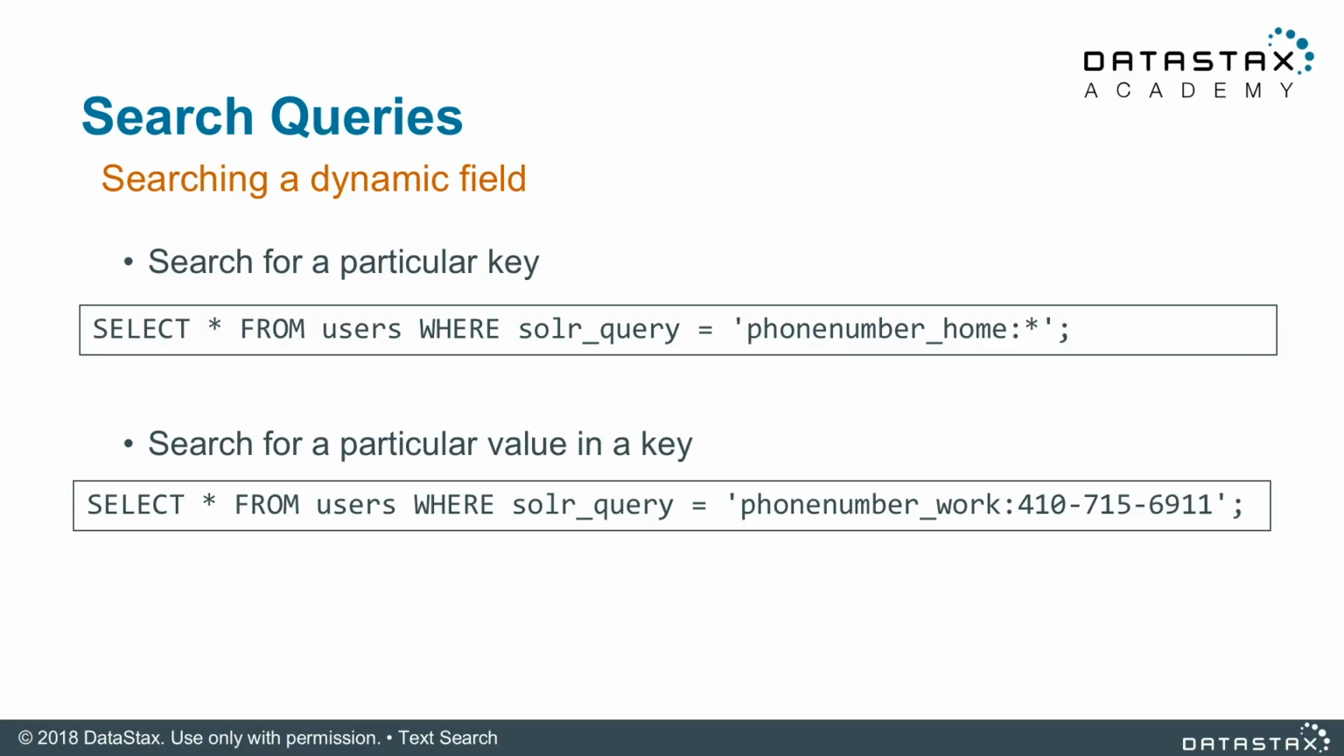Here, there are two possible search queries that we can execute for the map column. One is to find all occurrences of a particular key, which shown here is phone_number_home. Another way would be to search for a specific value in a key, with this example looking for rows with the work phone number 410-715-6911. Unfortunately, it is not possible to search for a value across all keys.